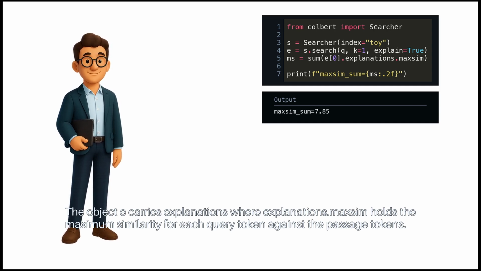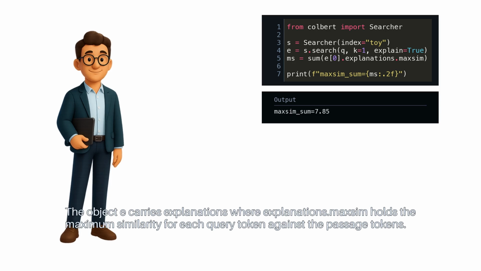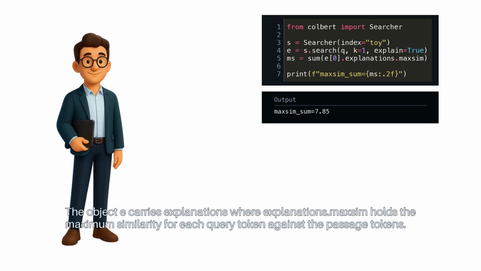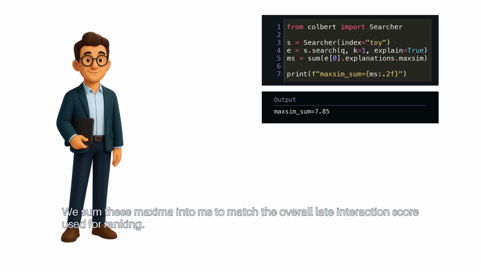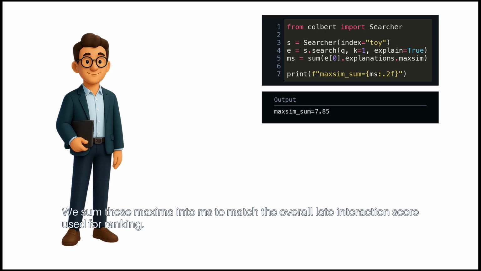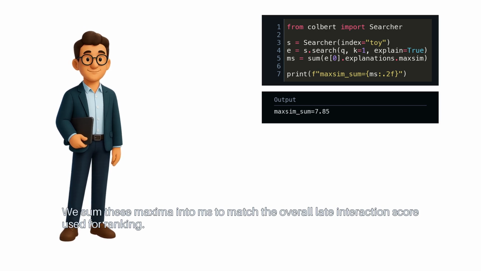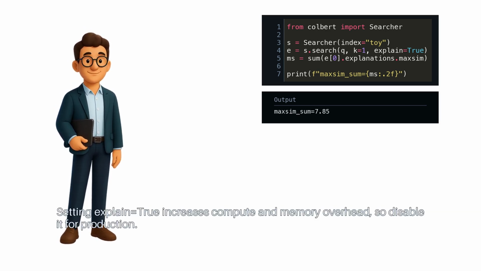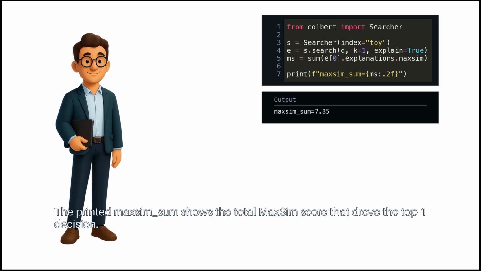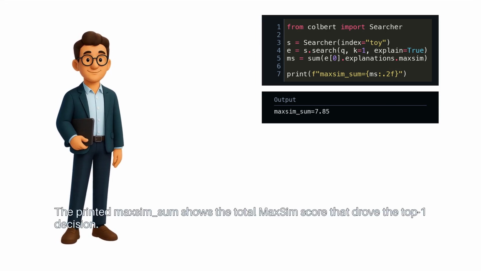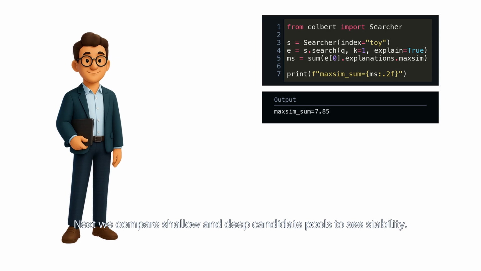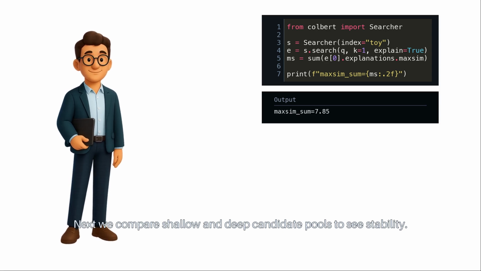explanations.maxsim holds the maximum similarity for each query token against the passage tokens. We sum these maxima into MS to match the overall late interaction score used for ranking. Setting explain equal true increases compute and memory overhead, so disable it for production. The printed MaxSim sum shows the total MaxSim score that drove the top 1 decision. Next, we compare shallow and deep candidate pools to see stability.